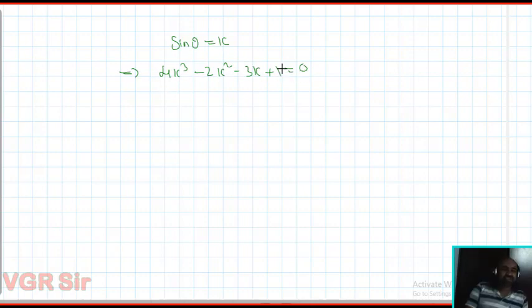We want to factorize this. Already in algebra, factor theorem and remainder theorem and their applications are completed. So for a third degree equation, if the sum of the coefficients equals 0, observe here: 4 plus 1 is 5, minus 2 minus 3 is minus 5, sum of the coefficients equals 0, then directly we can say that k minus 1 is one of the factors of this. To get the other factor, this expression should be divided by k minus 1.